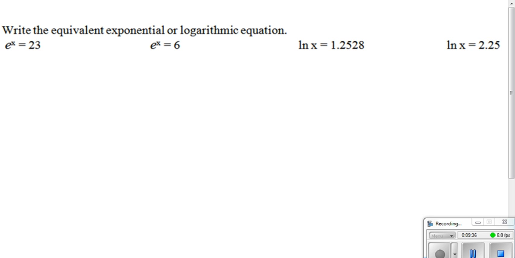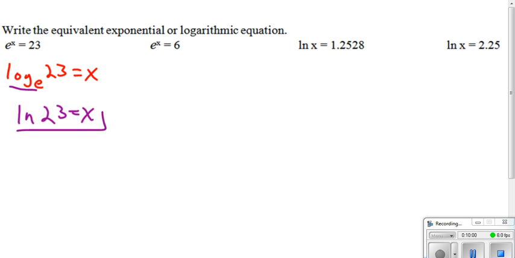So if we wanted to write equivalent exponential or logarithmic equations, well, if we have e to the x equals 23, that'd be like saying log base e of 23 equals x. But remember, log base e, we just call that ln. So we'd say ln 23 equals x. That's how we'd change that. Similarly over here, this one would just mean that ln of 6 equals x. Anytime we have e to an exponent equals a number, it would just be ln of that number equals x.